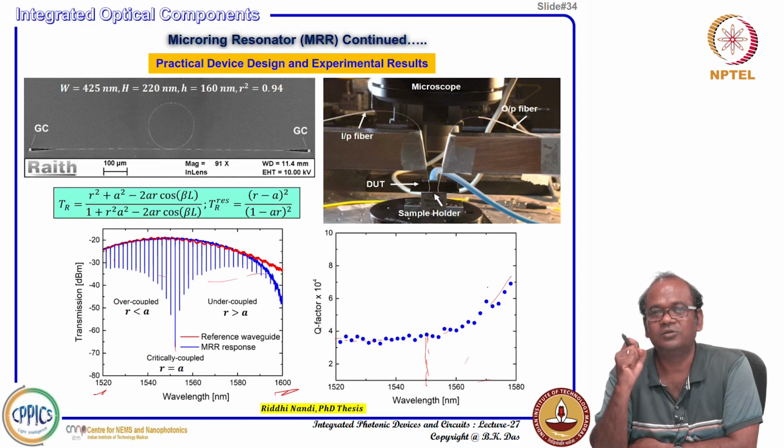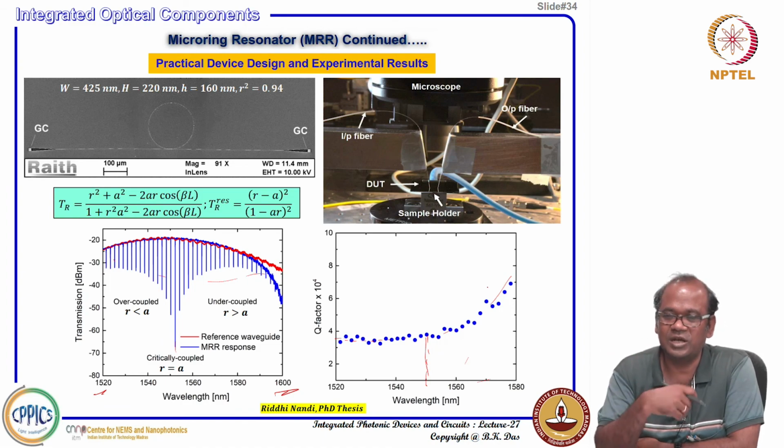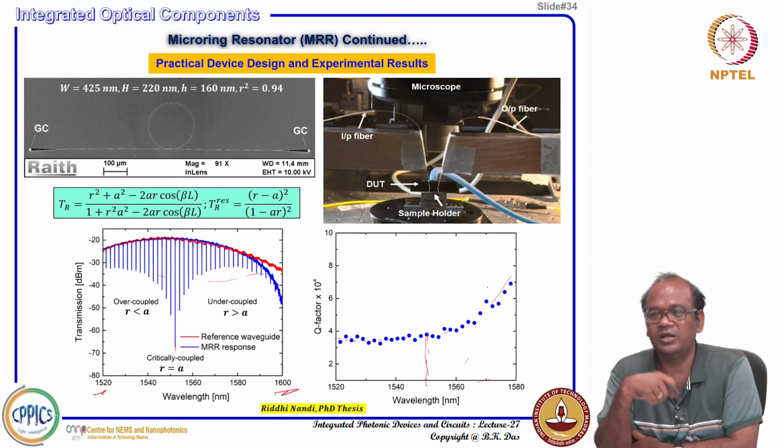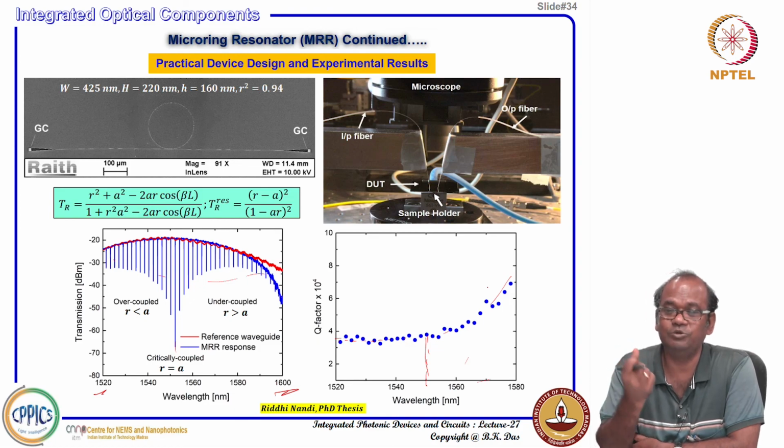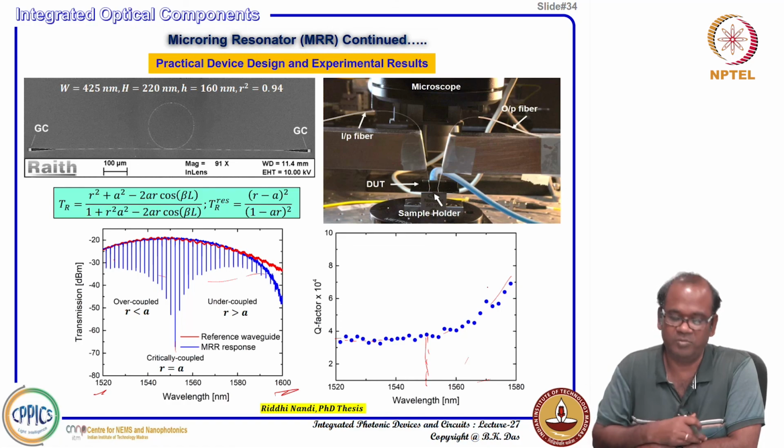I will spend time to understand the distributed Bragg reflector. That is also another important device for photonic integrated circuits. Then we can go for more complex designs of different types of functions, like a reconfigurable filter, reconfigurable delay lines, all those types of things, how they can be designed using these fundamental building blocks, that will be discussed.